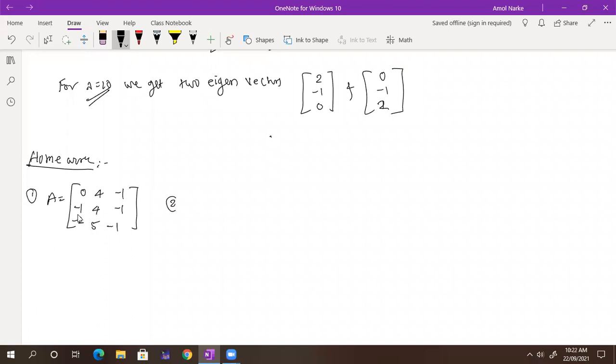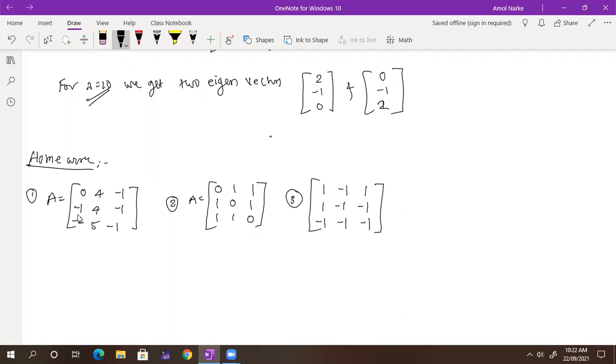Second one, your matrix is 0, 1, 1, 1, 0, 1, 1, 1, 0. And third one, 1, -1, 1, 1, -1, -1, -1, -1, -1. Okay. Try to find out the eigenvalues and eigenvectors.